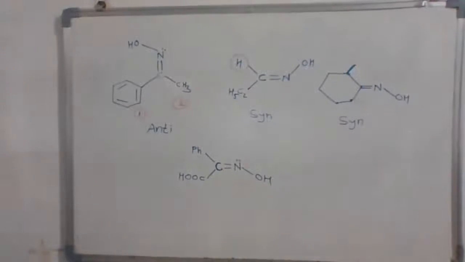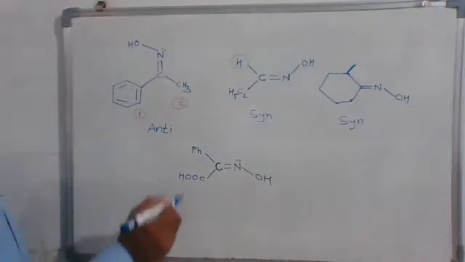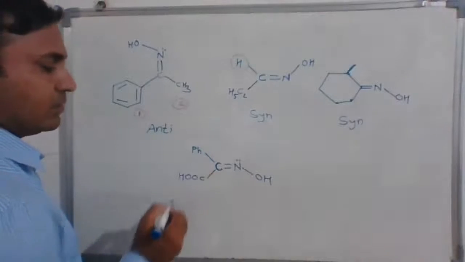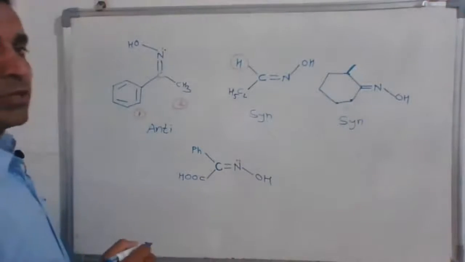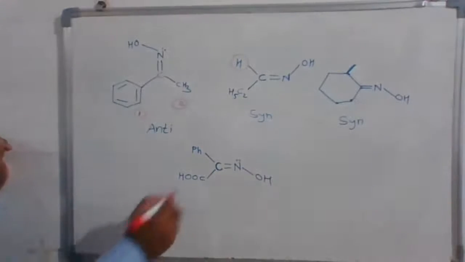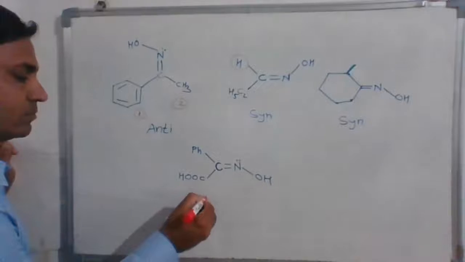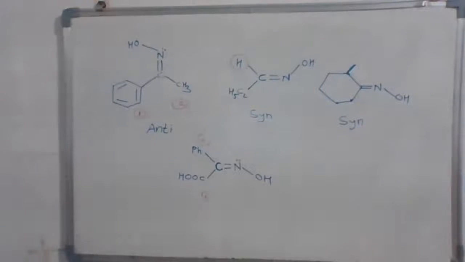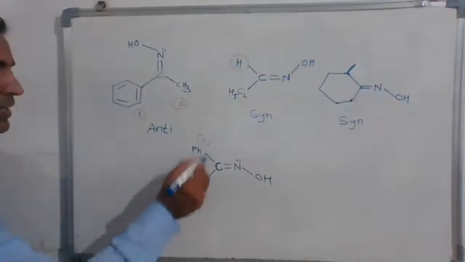What will be the configuration of this molecule? So here we will have to assign the priority. See, on this side there is phenyl, on this side there is carboxyl. So which one will get higher priority? Obviously this carboxyl will get higher priority and phenyl ring will get second priority. So how do we assign the priority?